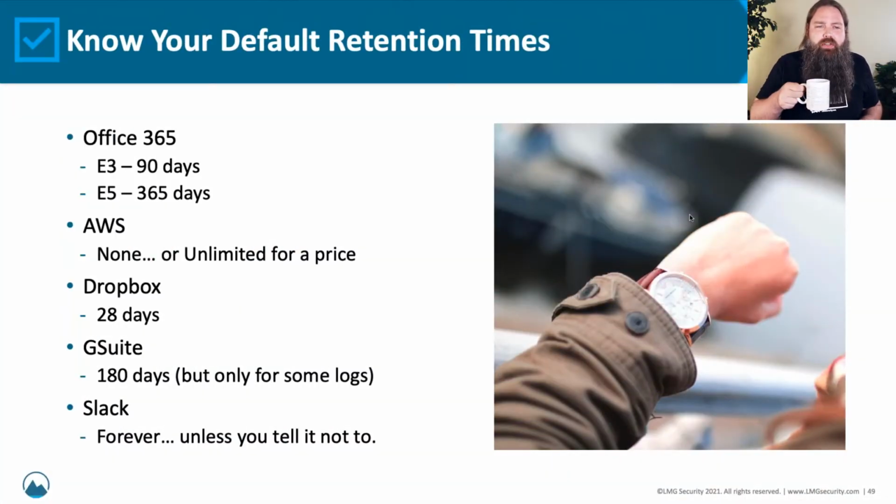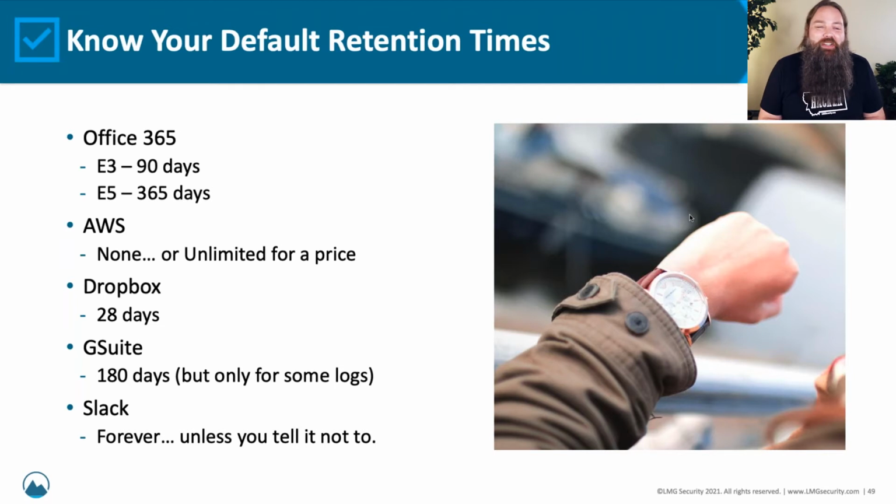Know your default retention times for your cloud services. With Office 365 E3, you get 90 days. If you have an enhanced security license or the E5 level of product from Office 365, you have 365 days. So a significant difference in the amount of log retention between those two service levels.